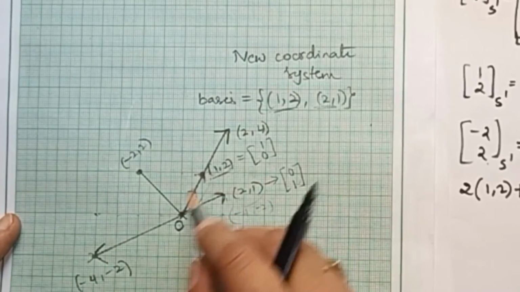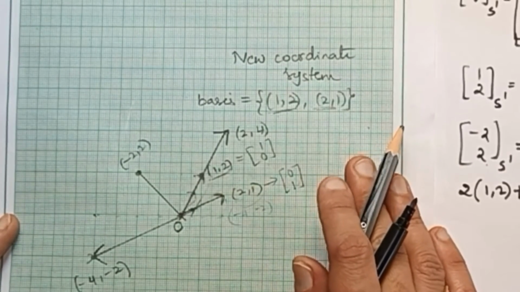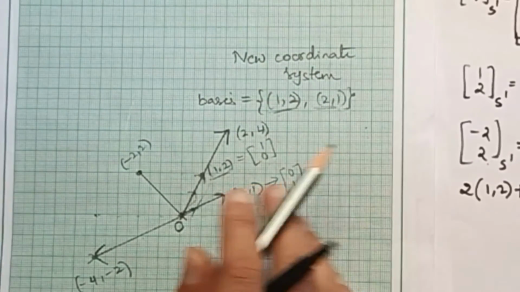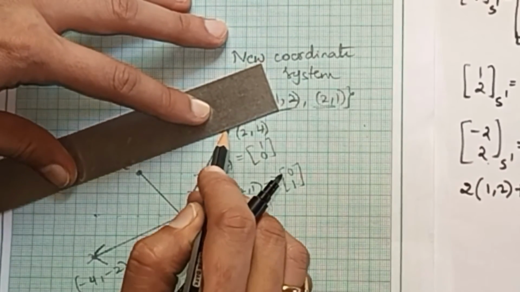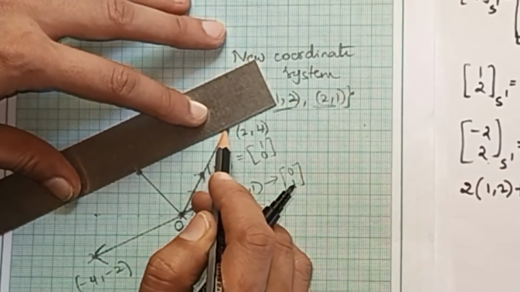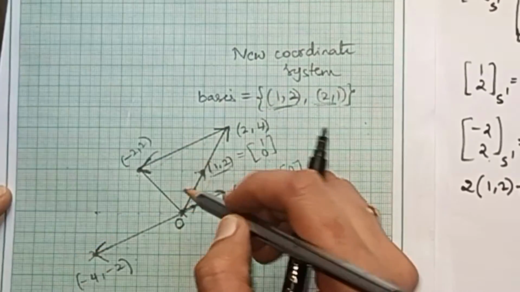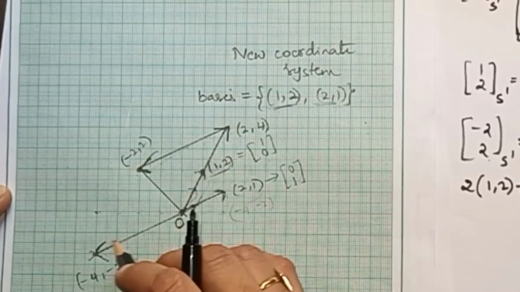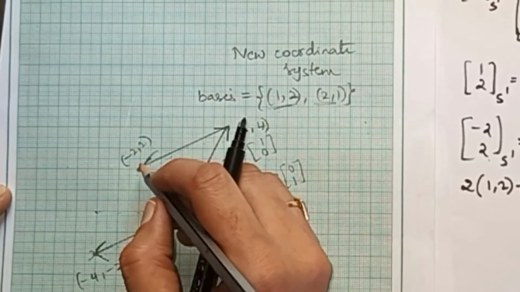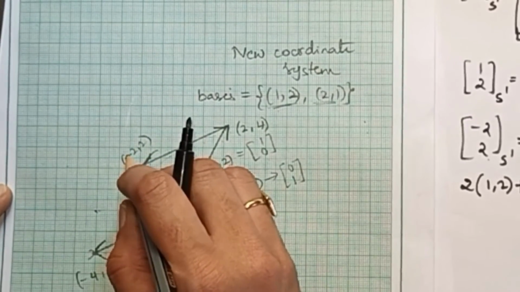Now you have to add these two vectors to reach the required position. So how do we add these two vectors now? Head to tail. So this same vector you have to bring here. See, this comes here. So therefore, 2 times (1, 2) and minus 2 times (2, 1), finally it reaches the same position, (-2, 2).